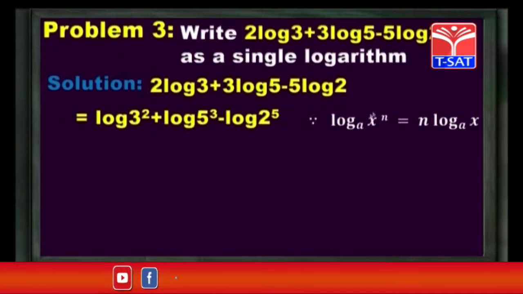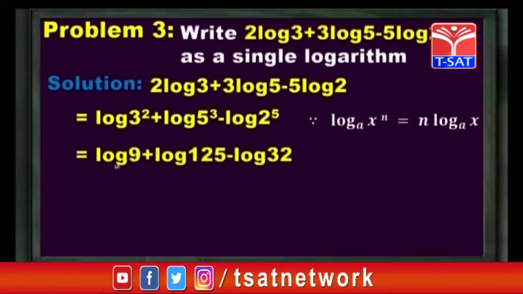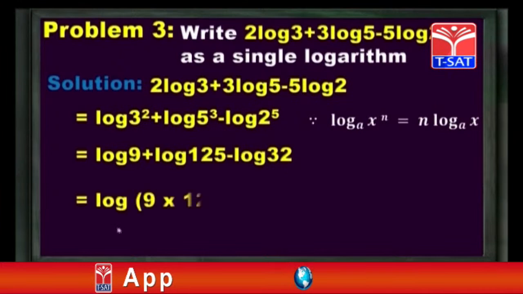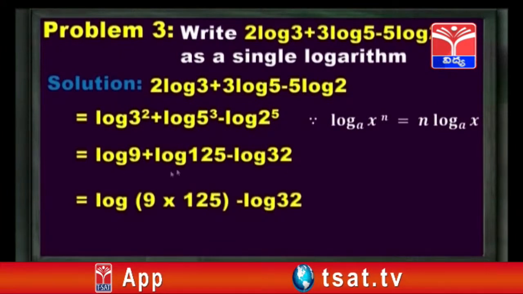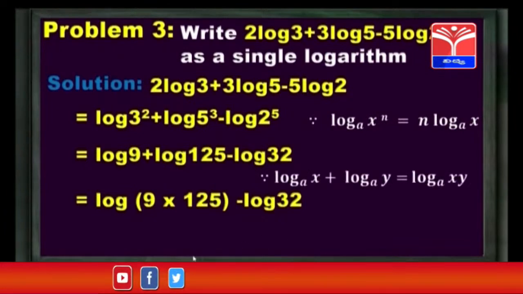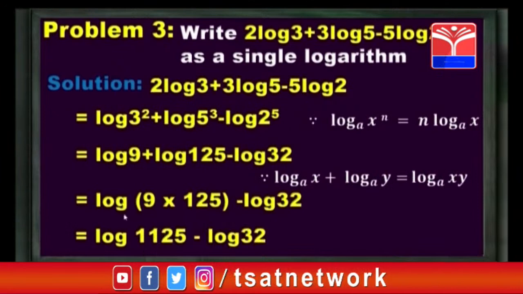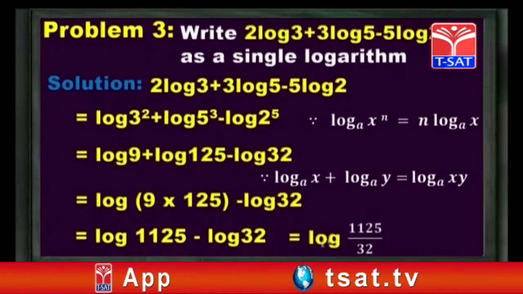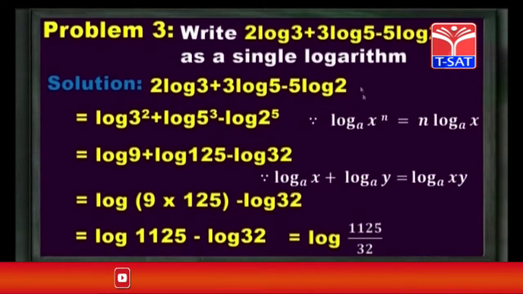So this is the power rule which we have used here. 3 square is 9, so log 9 plus log 125 minus log 32. Now here you use the product rule: log 9 into 125 minus log 32. Again log 9 into 125 is log 1125 minus log 32. By using the quotient rule, it will become log 1125 by 32. So here the multi-logarithm is converted into a single logarithm.